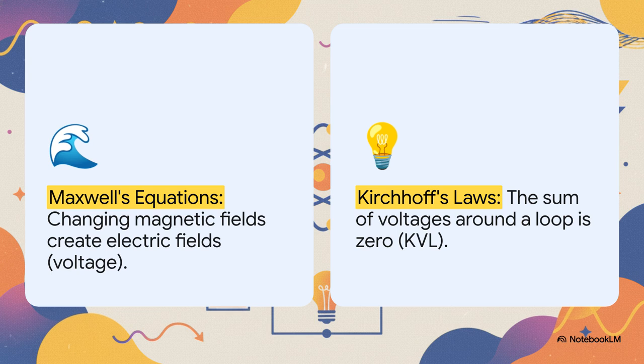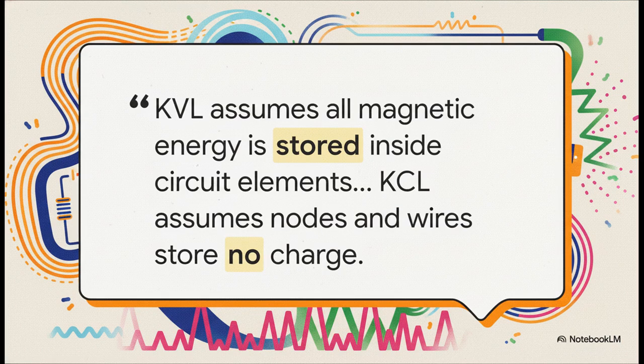Kirchhoff's laws, KVL and KCL, the bedrock of all circuit analysis, they aren't fundamental laws of nature. Get this, they're actually just simplified low-frequency approximations of Maxwell's equations. Kirchhoff's voltage law is basically a stripped-down version of Faraday's law, and Kirchhoff's current law comes from Ampere's law. Mind-blowing, right? So why do we get away with this simplification?